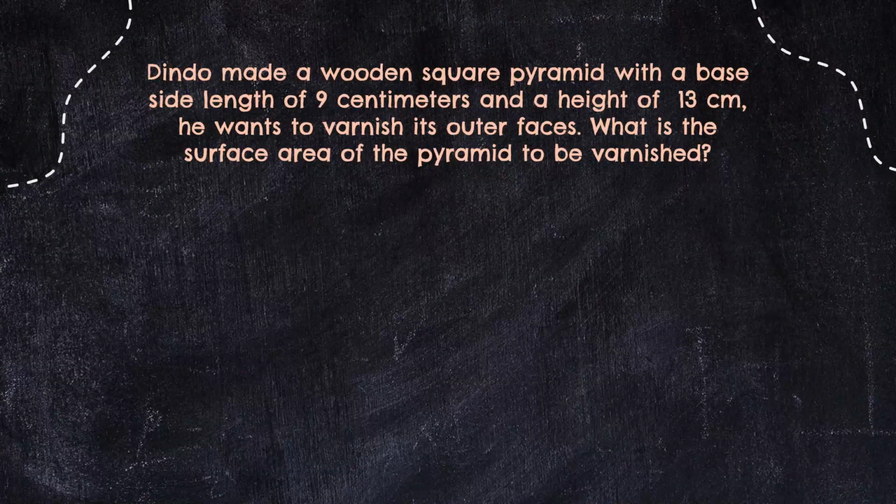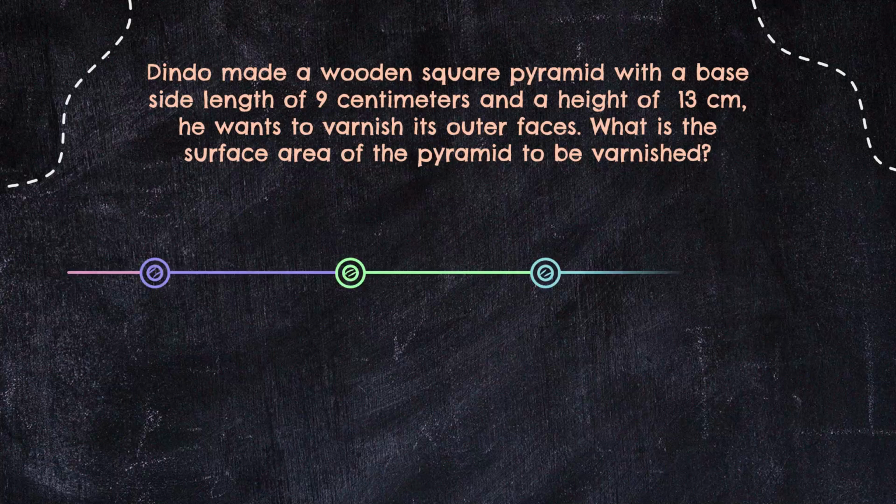Let us now solve a given problem. Dindo made a wooden square pyramid with a base side length of 9 centimeters and a height of 13 centimeters. He wants to varnish its outer faces. What is the surface area of the pyramid to be varnished?